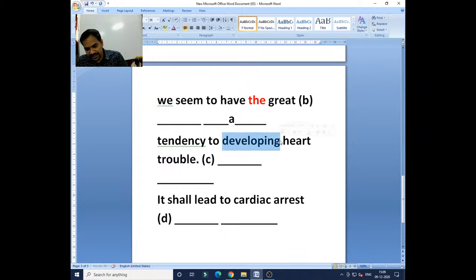Now, to plus infinitive, again the usage of to plus infinitive, that you know already. So develop, develop. Okay, so this is the correct answer. So to plus infinitive we have to make. We seem to have a great tendency to develop heart trouble. It shall lead to cardiac arrest. Where is the mistake in column number D? From here to here, there is only one silly mistake you can see.